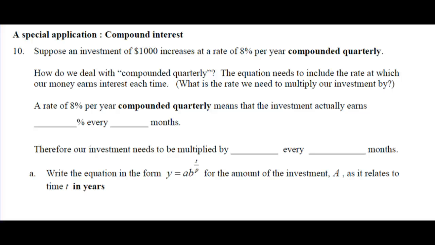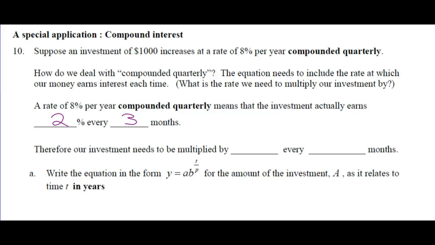The equation needs to include the rate at which our money earns interest each time. What's the rate we need to multiply our investment by? So, a rate of 8% per year compounded quarterly means the investment actually earns how much every how often? So it earns 2% every 3 months, every quarter. Okay? So if you get 8% a year, but it's compounded quarterly, it means you get 2% every 3 months. It'd be nice to get 8% every 3 months, but you don't.